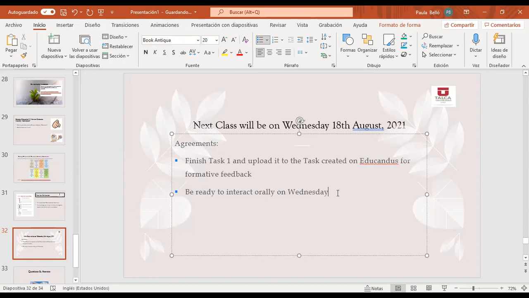And is there anything else? Oh, read, yes, of course, read the lesson plan again in case you have any question. It will be uploaded to Educandos together with the syllabus. Yes? Any questions? No yet, teacher. ¿Tenemos que subirla hoy mismo?